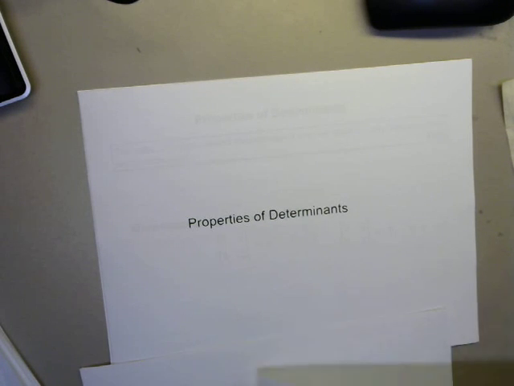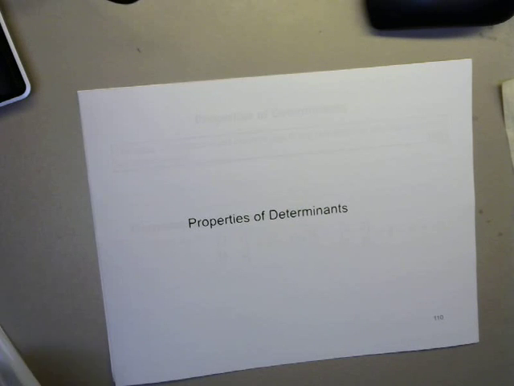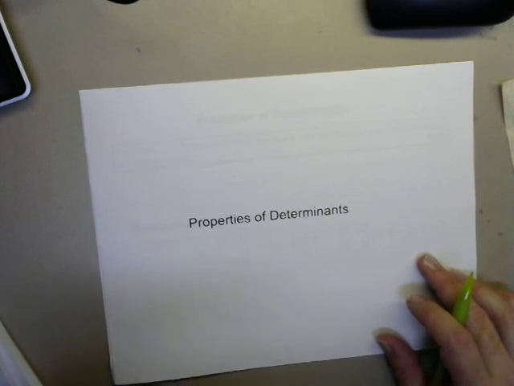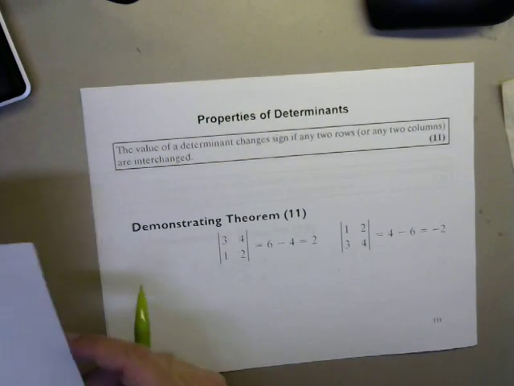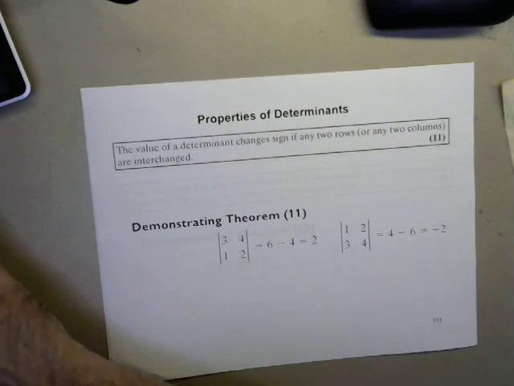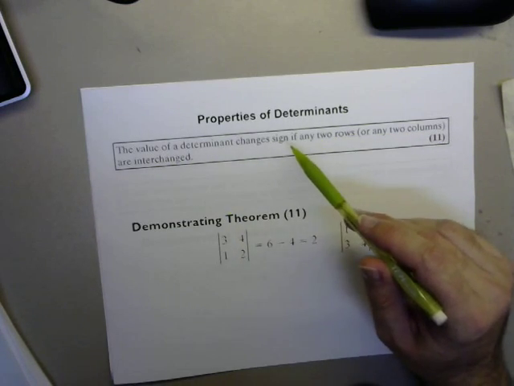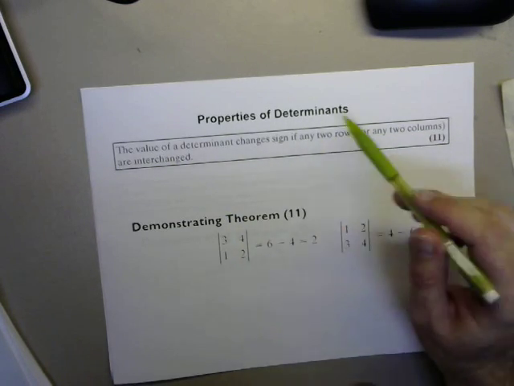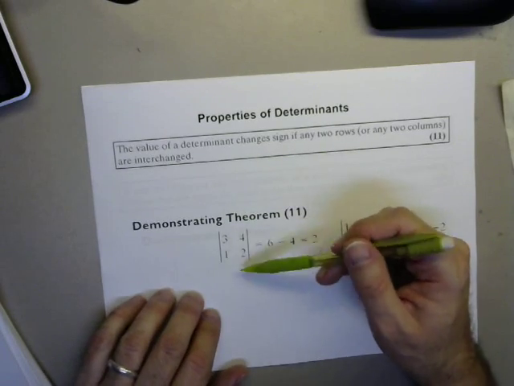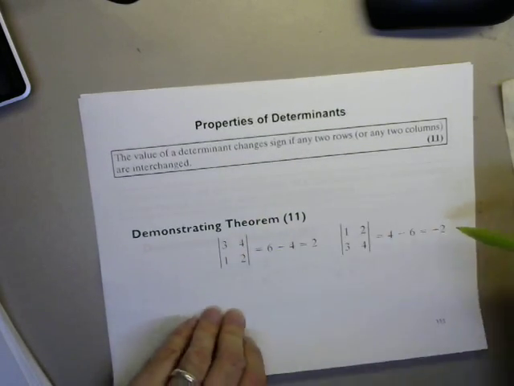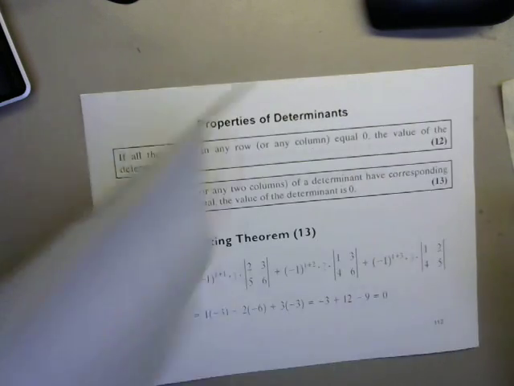Let's maybe look at some other properties of determinants here. I had some other examples I was going to do, but I think we'll skip those. This kind of goes back to what we talked about before, and that is the value of the determinant will change sign if any two rows or columns are interchanged. So if I interchange the rows or columns, the sign of the determinant will change.